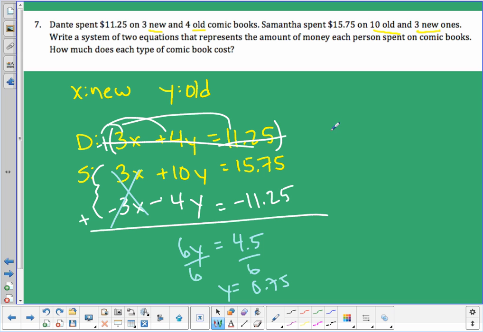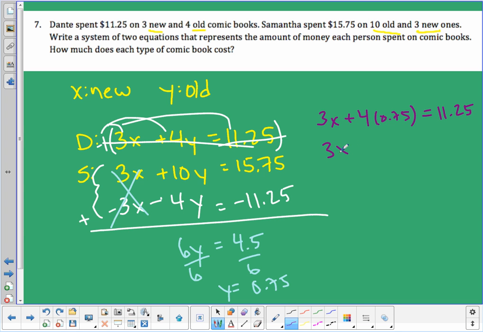Now I've got to go back to one of the originals and figure out what the other one is. If I plug it back into just the top one, I have 3x plus 4 times 75 cents is equal to the 1125.